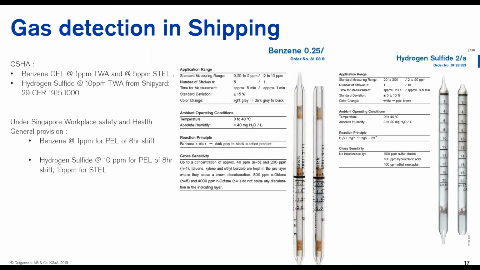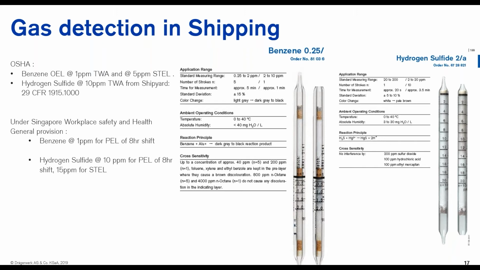For example, the benzene 0.25 tube can measure from 0.25 to 2 ppm. Similarly for hydrogen sulfide, we have a very low detection range from 0.2 ppm. So if you look at these two tubes, for example, we have dual scale tubes.